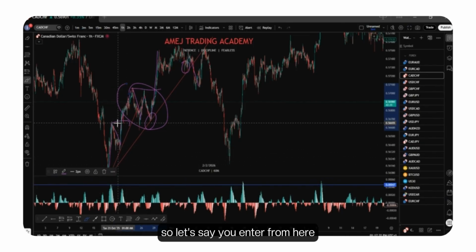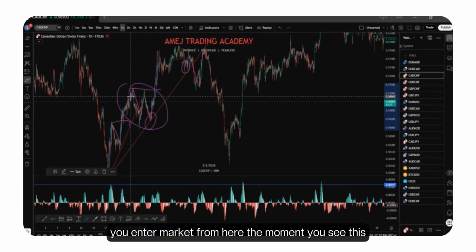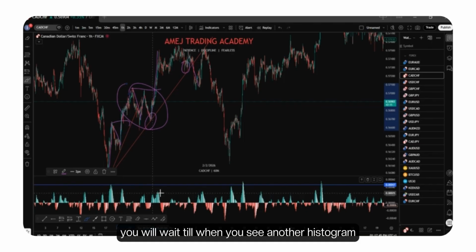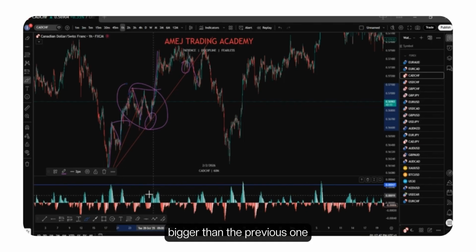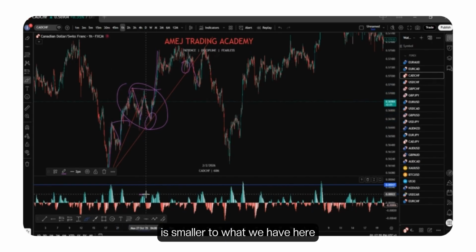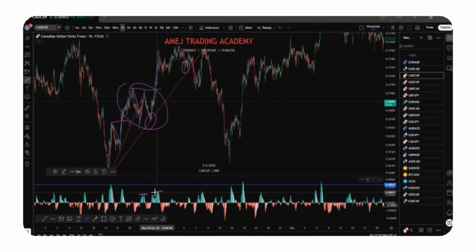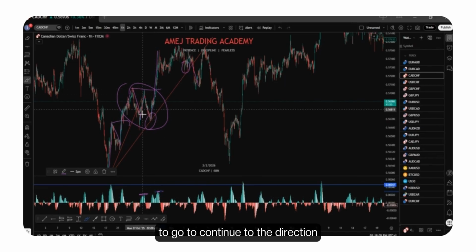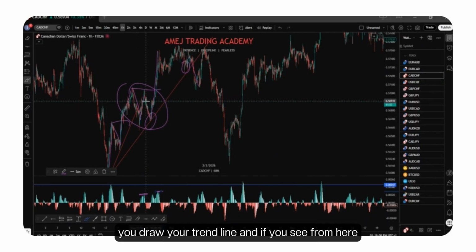So let's say you enter the market from here, when you want to trade the breakout. The moment you see this, you will wait until you see another histogram bigger than the previous one. From here, this particular histogram is smaller than what we have here. This one is bigger. So this is telling us that the market is building momentum to continue in the direction you drew your trend line.